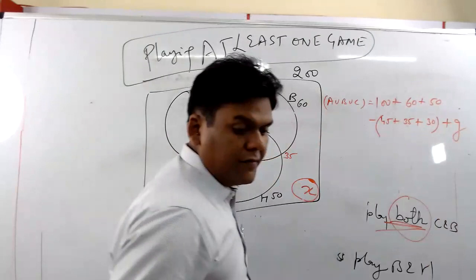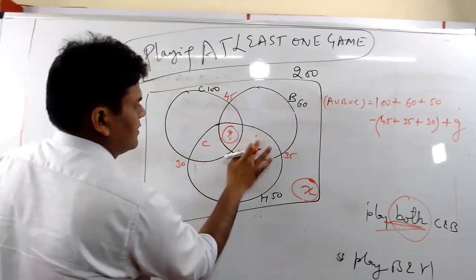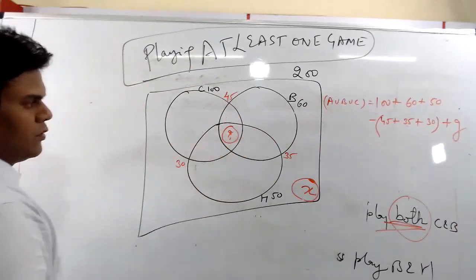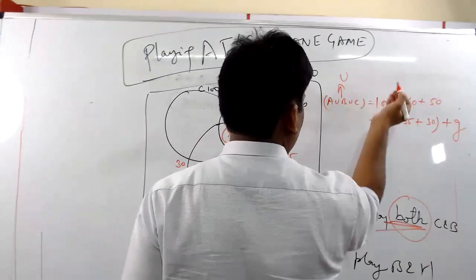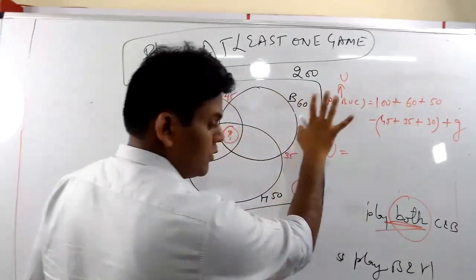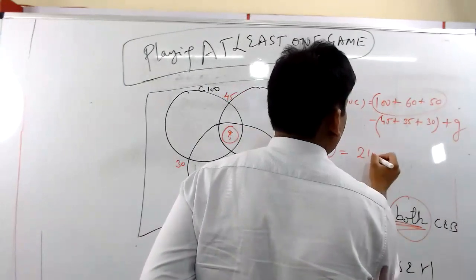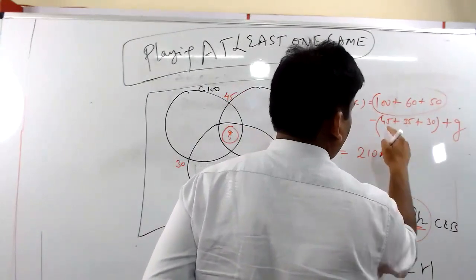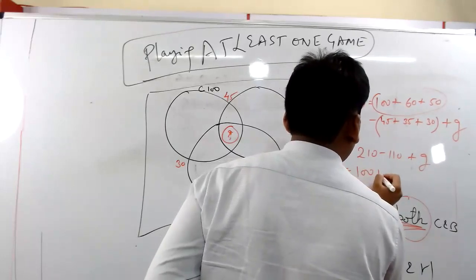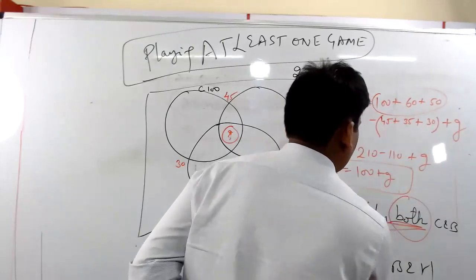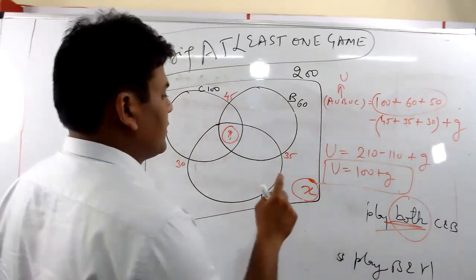Now what does G refer to? This part, right? So these three alphabets are not playing any role here. Now let me call this as U just to make optimum utilization of the space available on the board. 210 minus 110, 45, 35, 30 plus G. So U is equal to 100 plus G, right? Yeah, U is equal to 100 plus G.